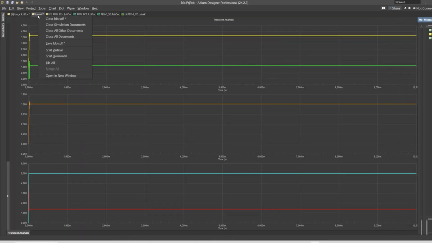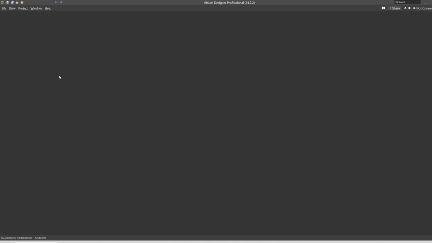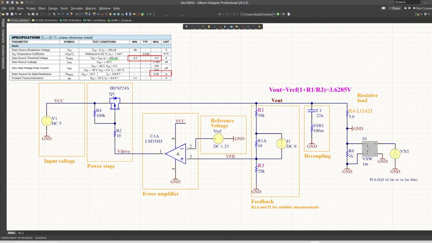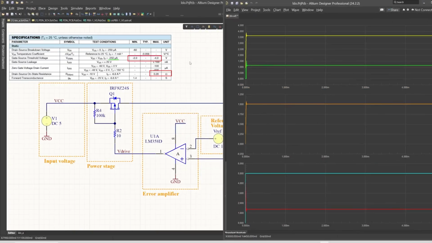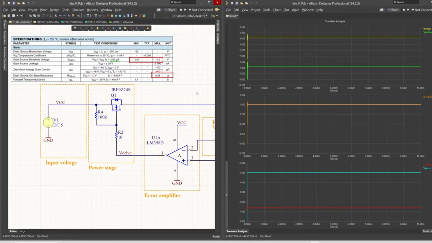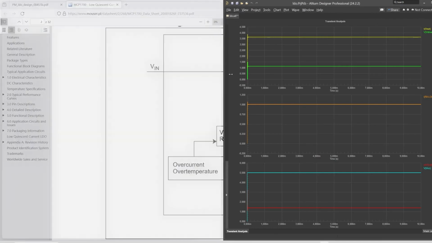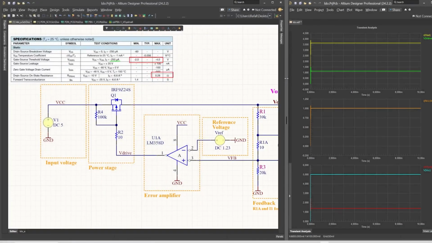Oh, okay, but I need to open this in a new window. Sorry for that inconvenience. And let's just share the screen. Like this.